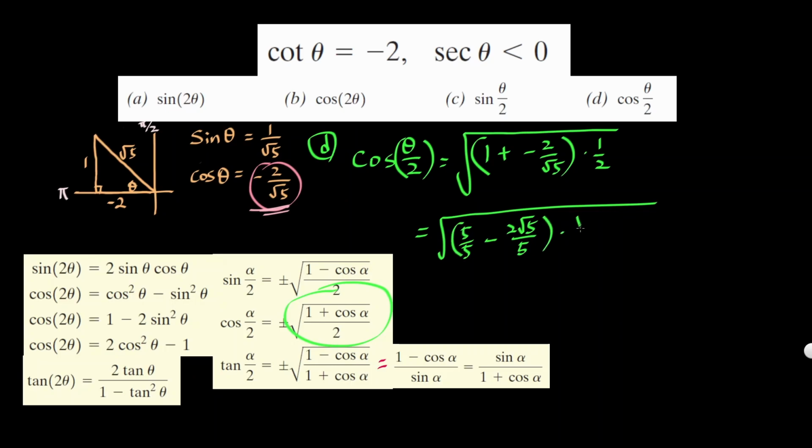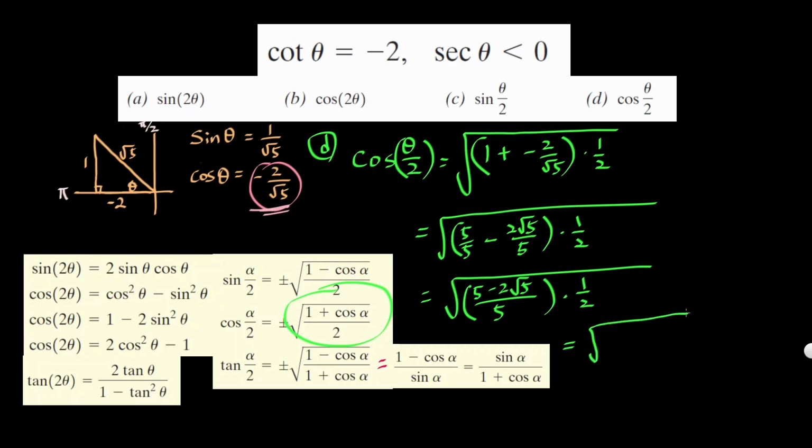Then you multiply by 1/2. That's going to be 5 on the denominator, and 5 minus 2 square root of 5, everything times 1 over 2. That's going to be the square root of 5 minus 2 square root of 5, everything over 10, and 10 is still under the square root here. So that should be okay.